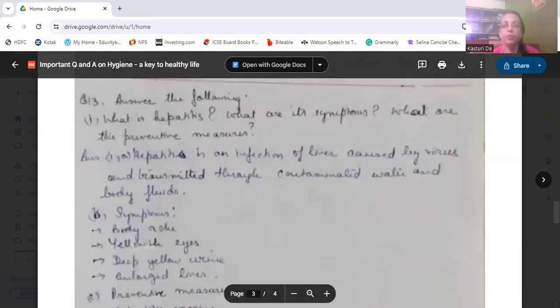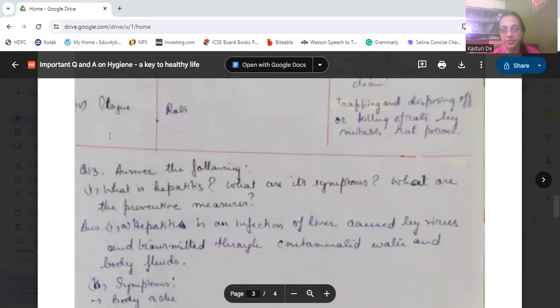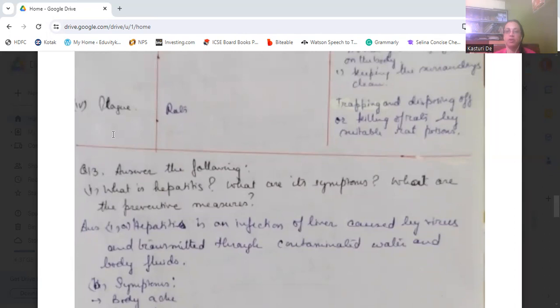Next is answer the following. What is hepatitis? What are its symptoms? What are the preventive measures? Hepatitis is an infection of the liver. Hepat is liver, anything concerned with liver, and itis is the infection. The infection of the liver is caused by virus and transmitted through contaminated water and body fluid.